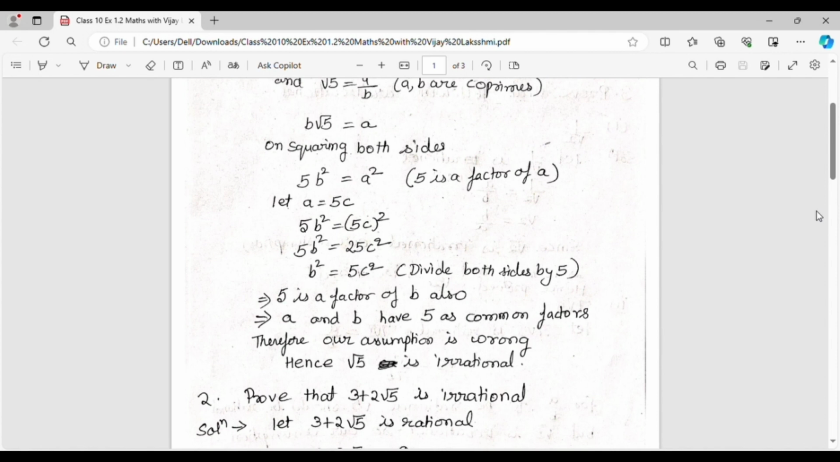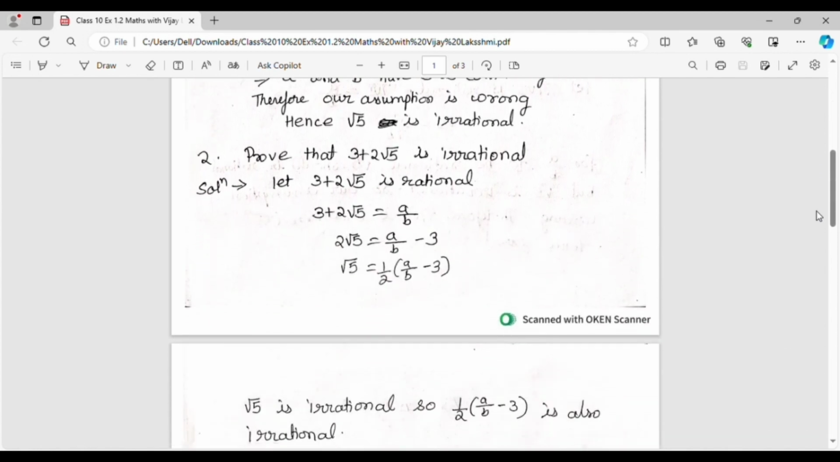Here you can substitute root 5 as root 2, root 3, root 7, anything. The procedure would be the same.